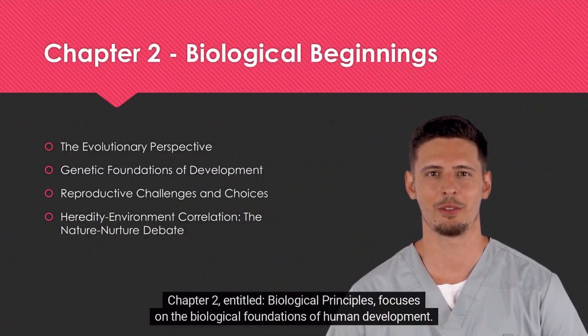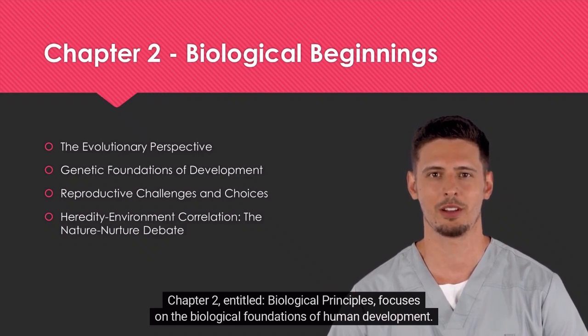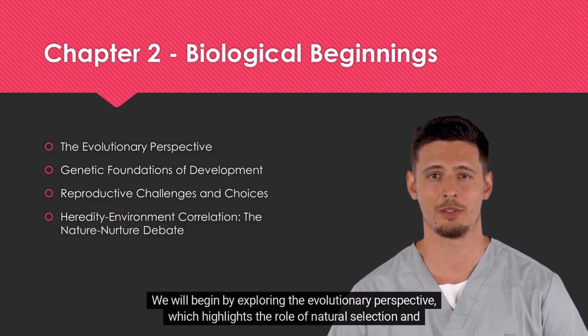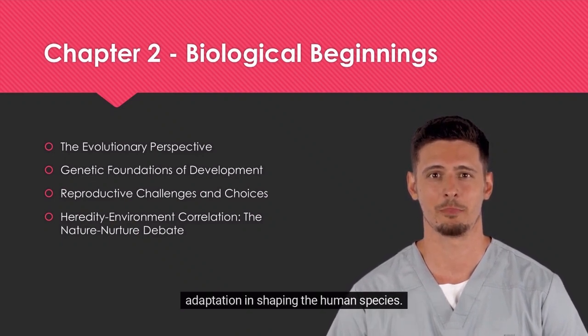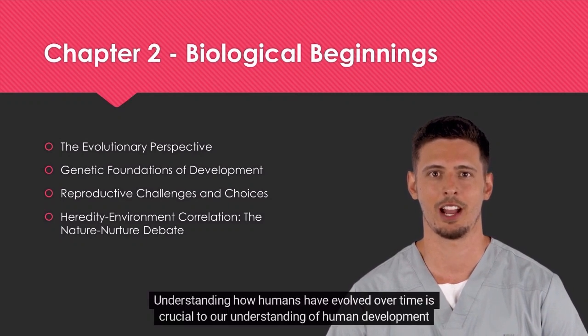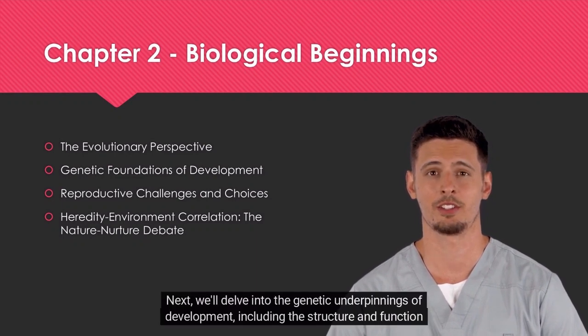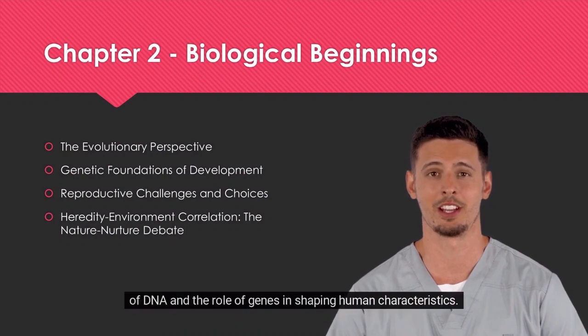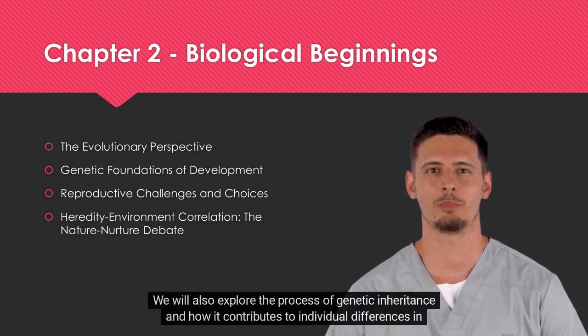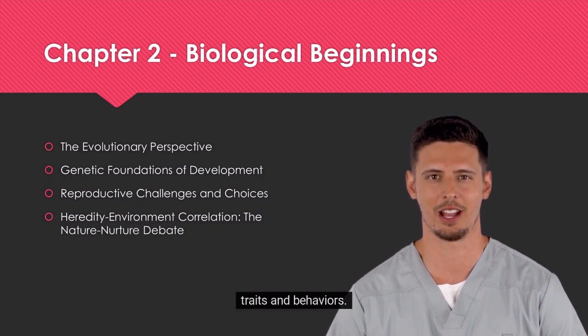Chapter 2, entitled Biological Principles, focuses on the biological foundations of human development. We will begin by exploring the evolutionary perspective, which highlights the role of natural selection and adaptation in shaping the human species. Understanding how humans have evolved over time is crucial to our understanding of human development today. Next, we'll delve into the genetic underpinnings of development, including the structure and function of DNA and the role of genes in shaping human characteristics. We will also explore the process of genetic inheritance and how it contributes to individual differences in traits and behaviors.